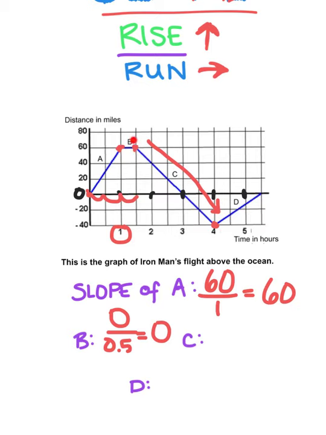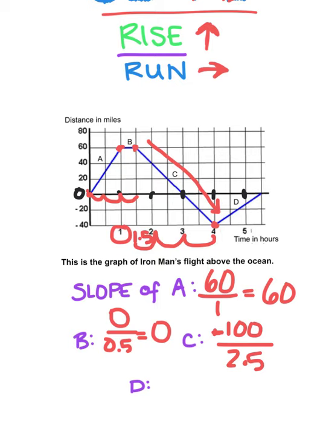So that is, let's count it this way: 20, 40, 60, 80, 100. And since it was going down, we'll make it negative. And then we look at how much time it took for that to happen. So this one started at 1.5 and went all the way to 4. So that's 1 hour, 2 hour, 2.5 hours. So -100 over 2.5.